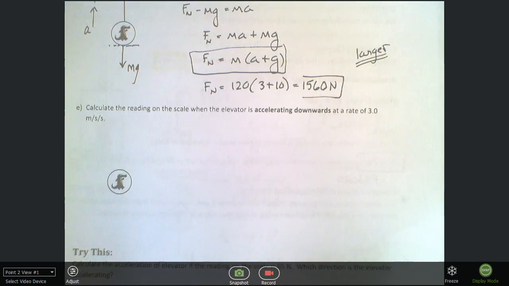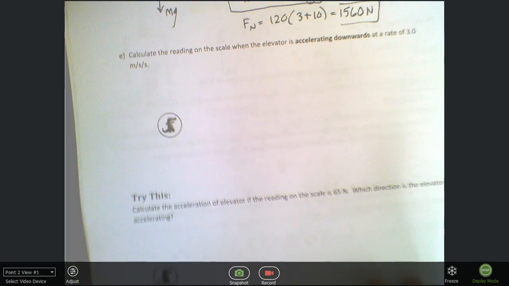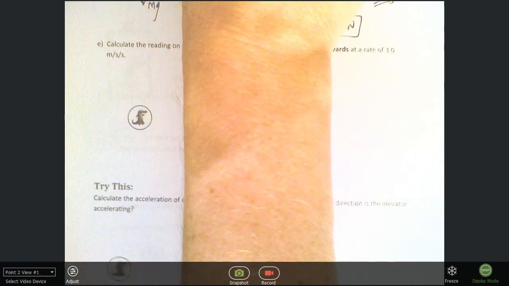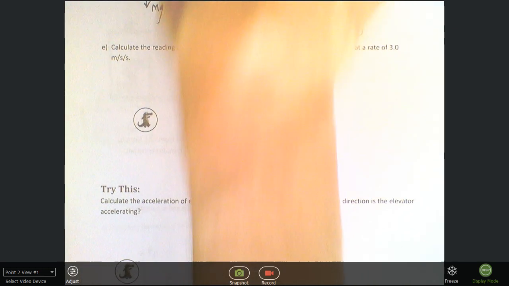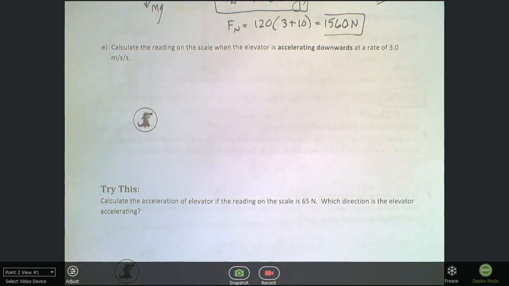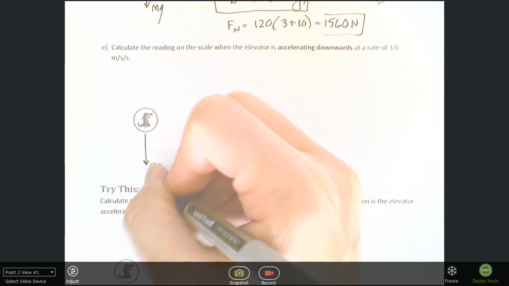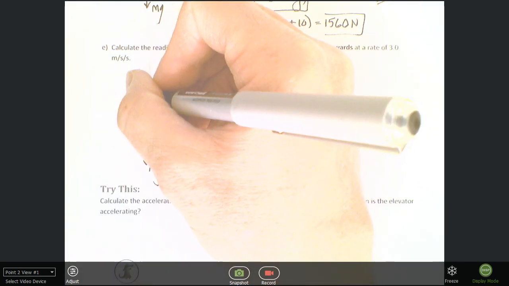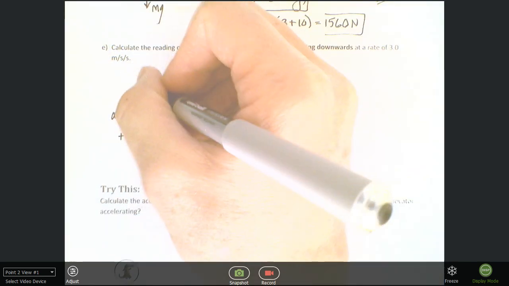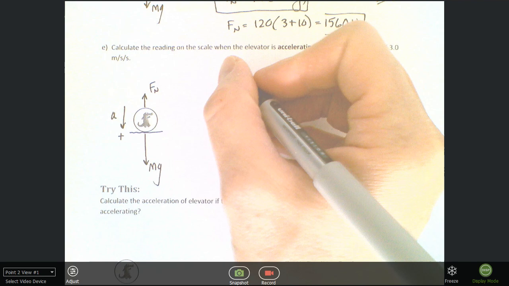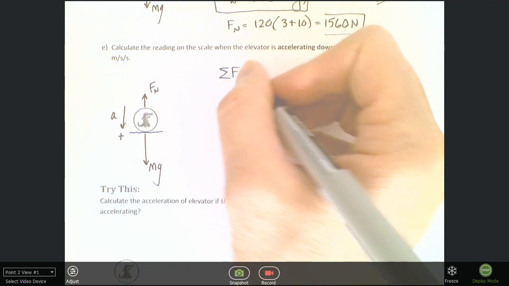Well, watch this. I think you can get the idea. By now, you probably don't even need to watch the tutorial. You can just figure it out, but figure it out to the end. Calculate the reading on the scale when you're accelerating downwards. Well, now the weight doesn't change. It's still just mg, still 1,200 newtons. But your normal force had better be smaller because you're now accelerating this way. And your normal force will show up accordingly.